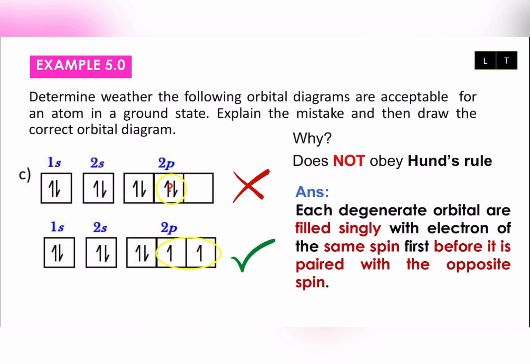So I hope you are clear how to apply the 3 rules or principles that you've learned so far: the Aufbau principle, the Pauli exclusion principle, and the last one, Hund's rule, based on these 3 examples. So that's it for this video.